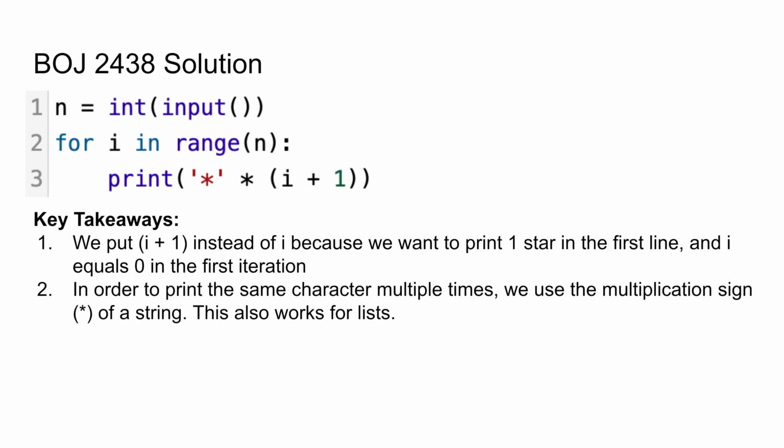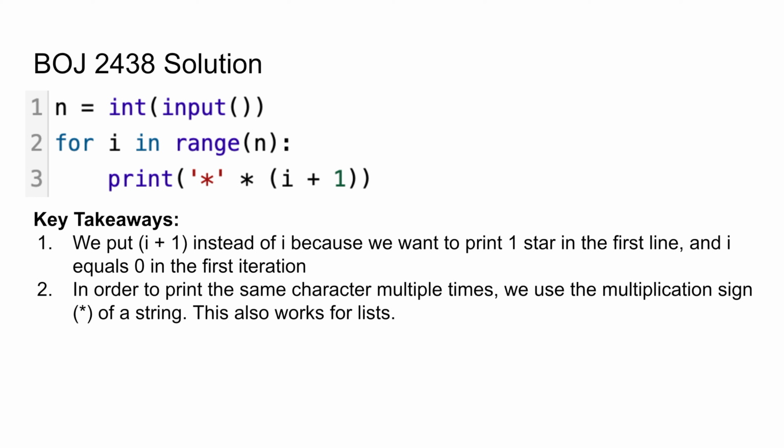I also solved this problem using a definite loop. First, you enter the input from the user and use the definite loop iterating through n. Then we print asterisks or stars i plus 1 times for i in range(n), because i is initially set to 0 and we don't want to print 0 stars in the first line. In fact, we want to print 1 star in the first line, so we add 1 to i to print the stars. Also, in order to print the same character multiple times, we use the multiplication sign or asterisk on a string.